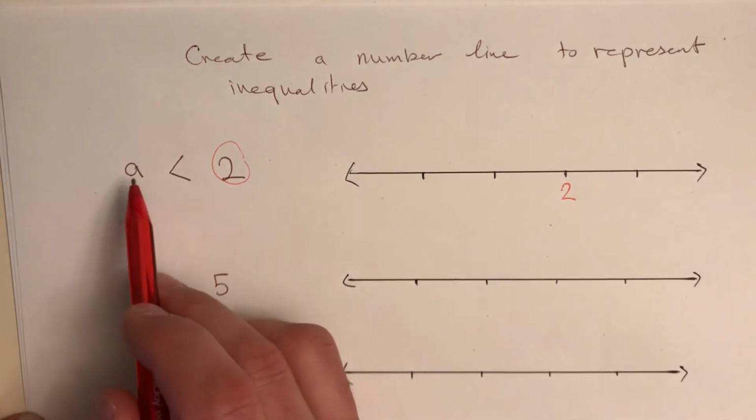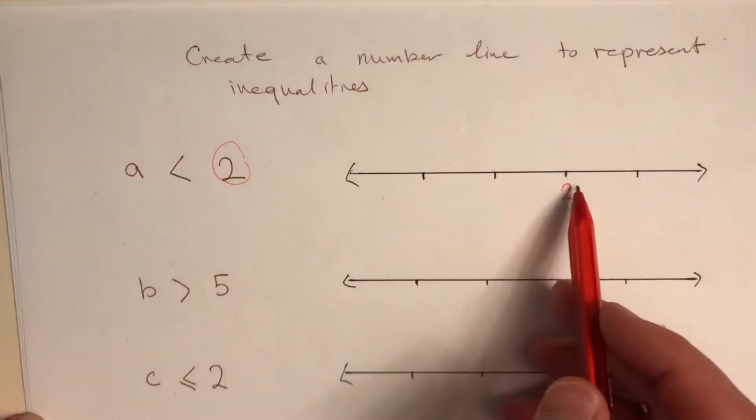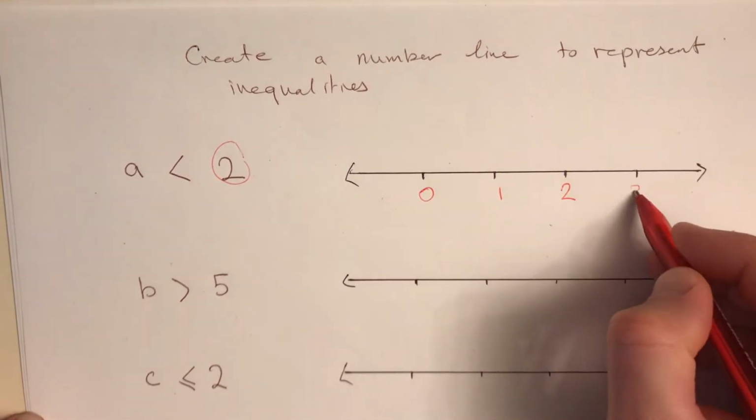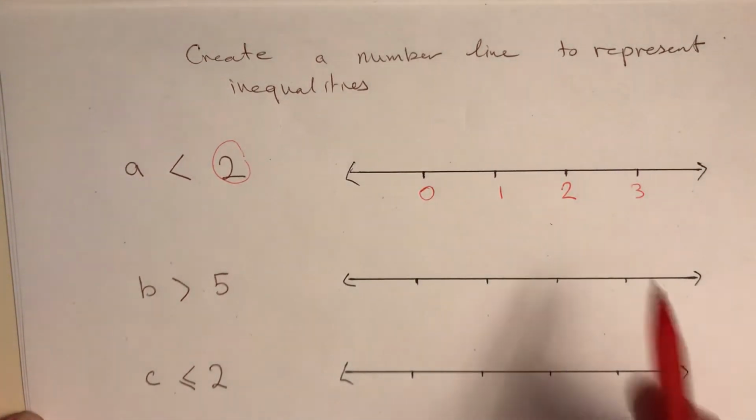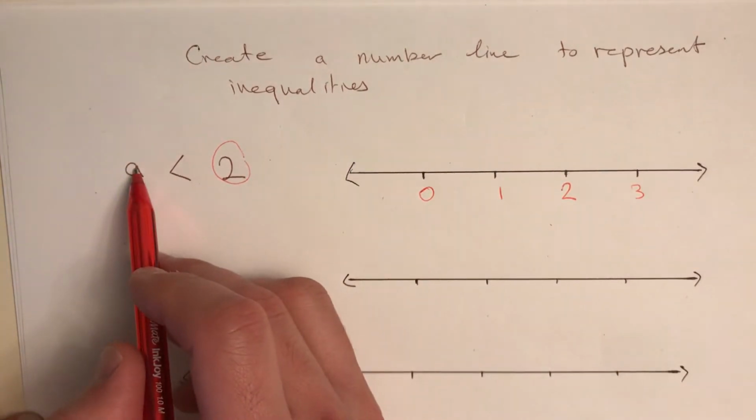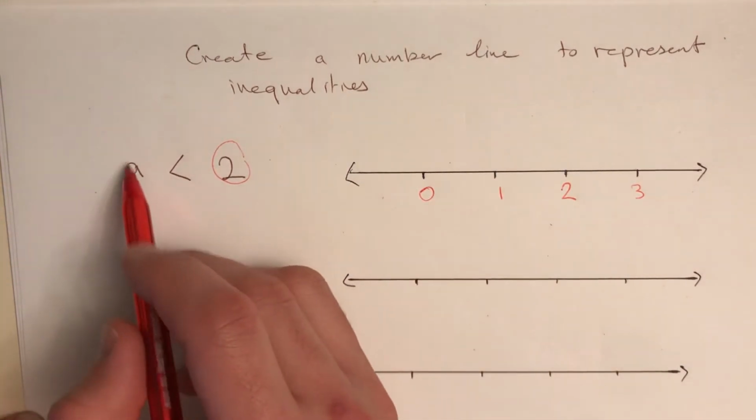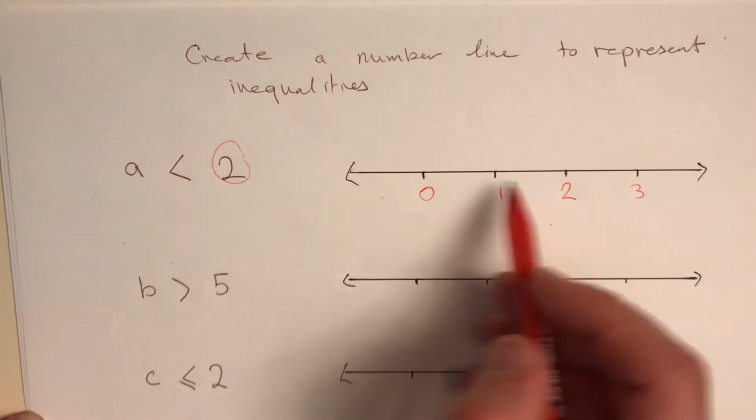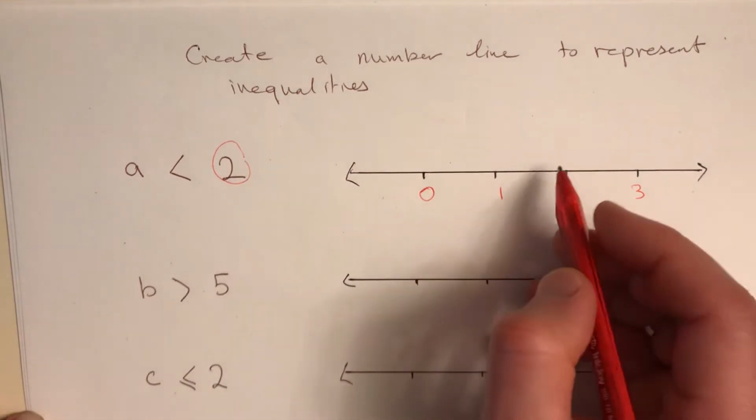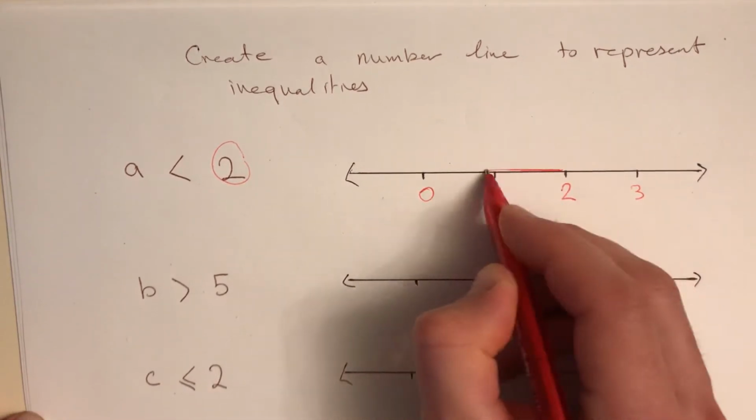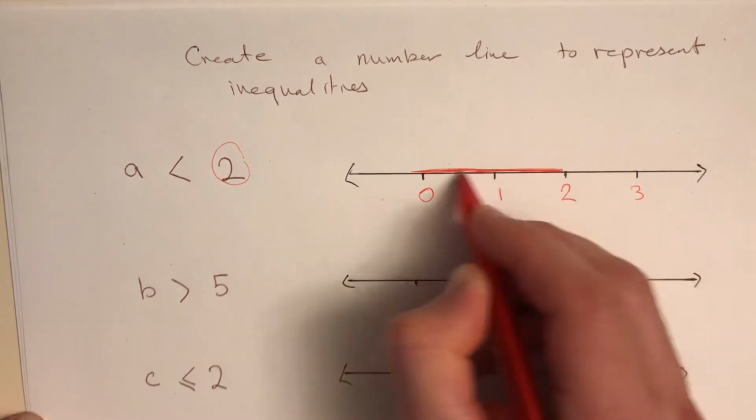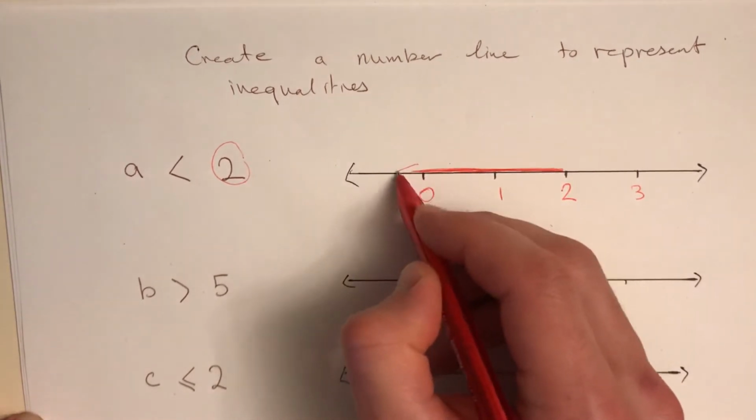Okay, so let's pick a number on the left of 2. If you have 2 here, you're going to have 1 and 0, and you're going to have 3 on the other side. So if you pick 1 and put it in here, would 1 fit in for a? If you say 1 is less than 2, is that correct? If it is, that's good. You're going to draw your line this way. That's all you have to do. Just pick one number on either side and try it.